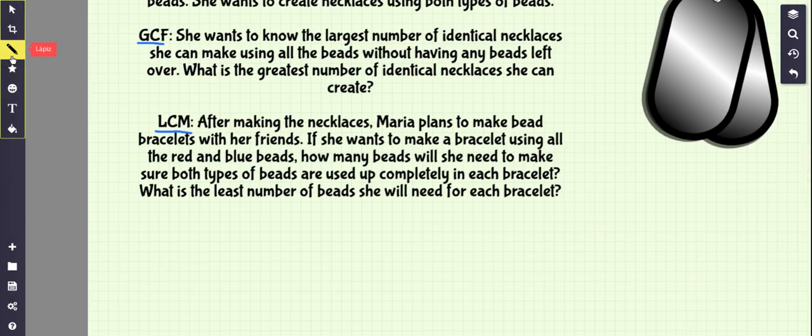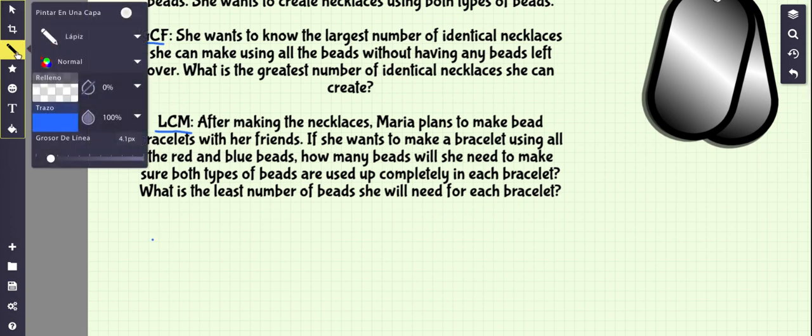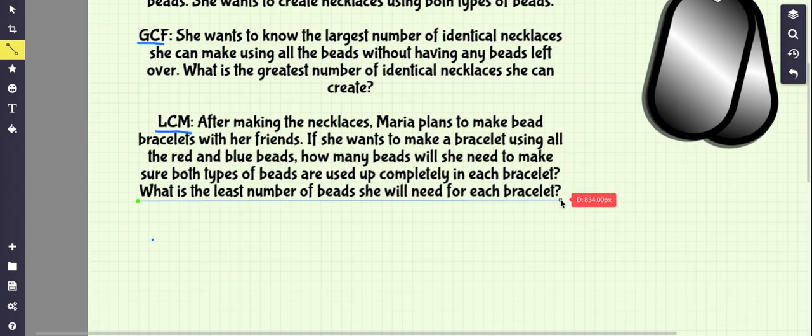Here's the problem we're trying to identify. We're trying to identify what's the least number of beads that she will need for each bracelet. We're trying to identify what the problem is about. It's called the main idea. The main idea is basically what the entire problem is about. In this passage, she wants to make bracelets. She's planning to make bracelets with her friends. That's the problem. This entire problem is about the main idea.